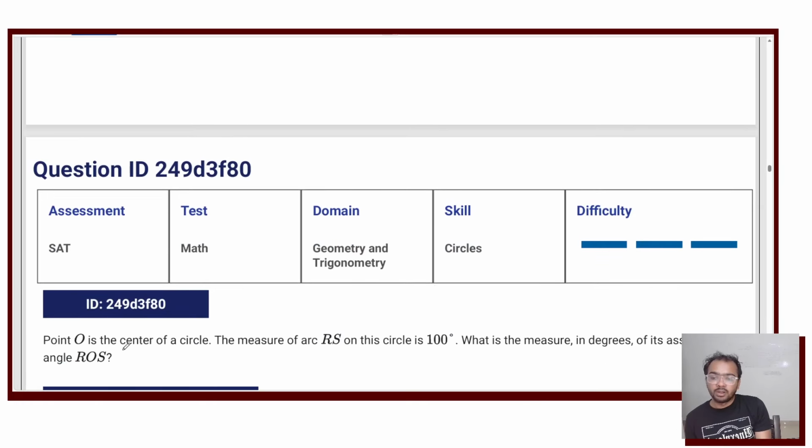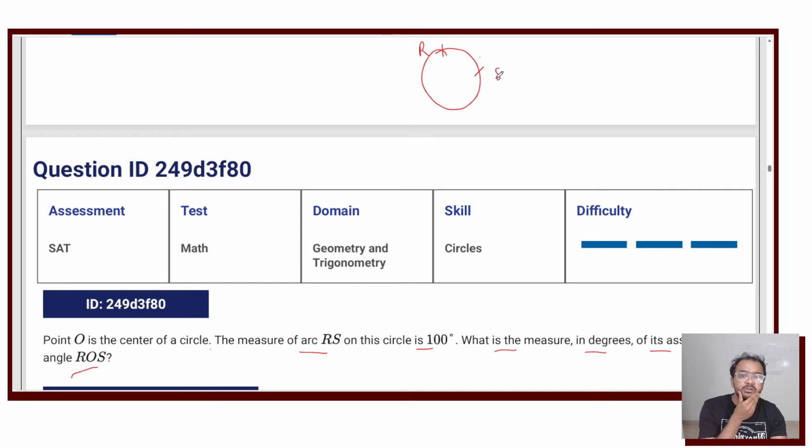Point O is the center of a circle, and the measure of arc RS is given as 100. What is the measure in degrees of its associated angle ROS? So that's a very simple question, just based on the basic definition of measurement of arc. How do we measure an arc? If you are given a circle and there are 2 points on this, and we are saying the measurement of arc RS is 100 degrees. What does it even mean to say that the measurement of RS is 100? It means that this will be subtending, this will be making an angle of 100 degrees, and that's what they're asking. So the question is simply based on the definition.